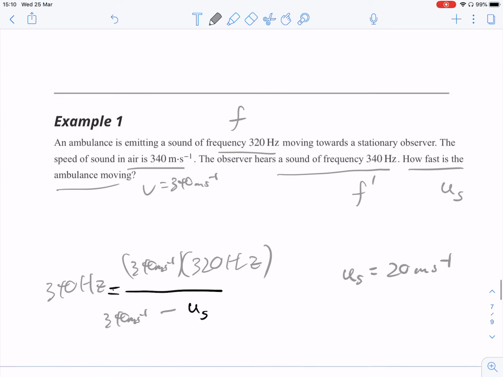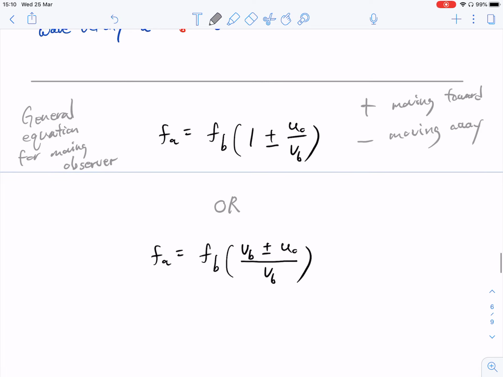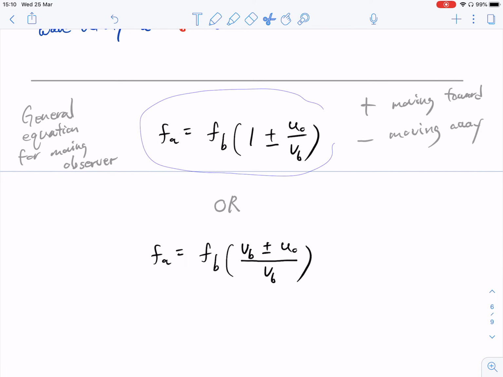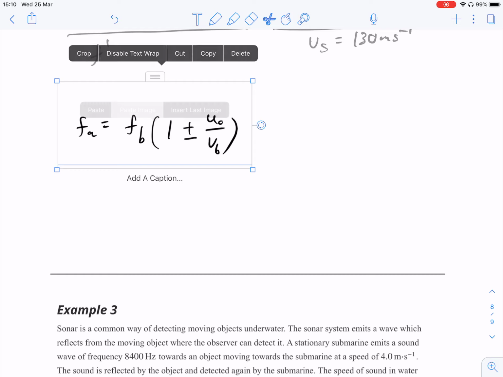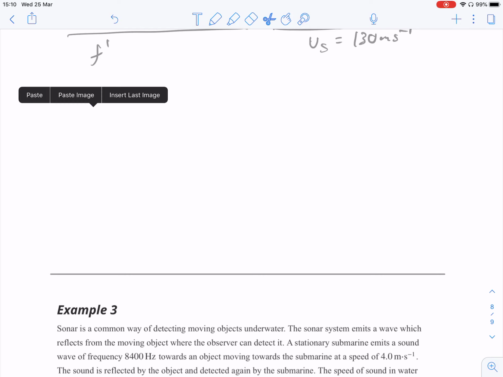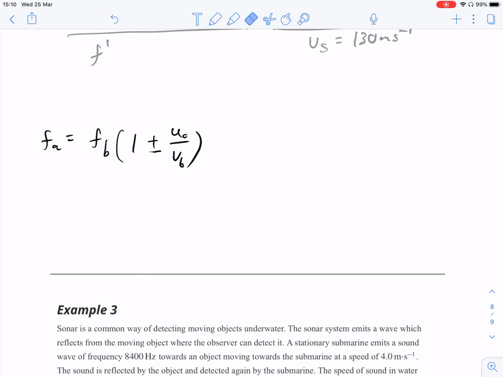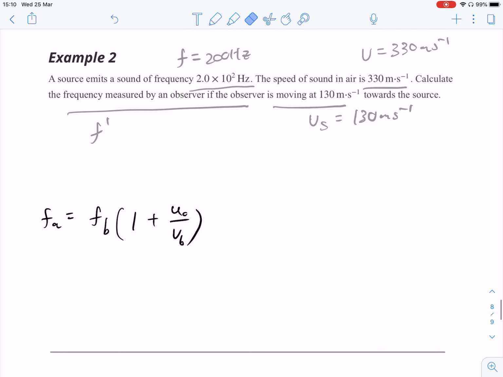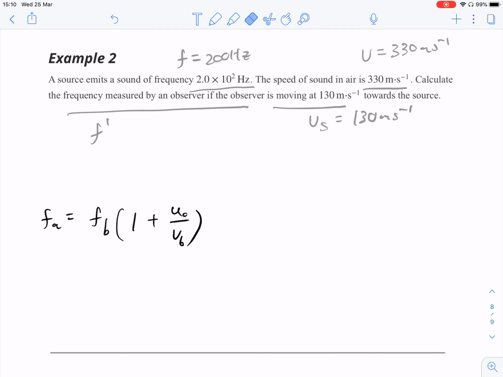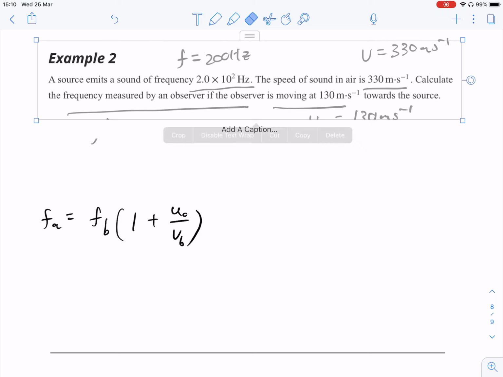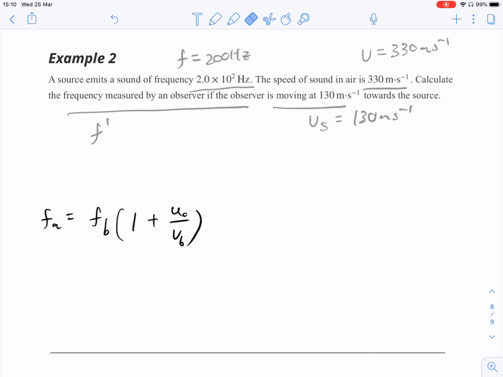So this is our second set of formulas here, and I'm going to use this version. Moving towards is plus. So moving towards is a plus, so I'm just going to erase the negative. Okay, so before and after, let's see here. Calculate the frequency measured by the observer, so that's going to be afterwards. I like to use before and after, but the booklet gives it as F and F prime.